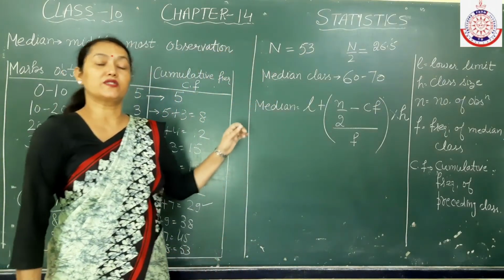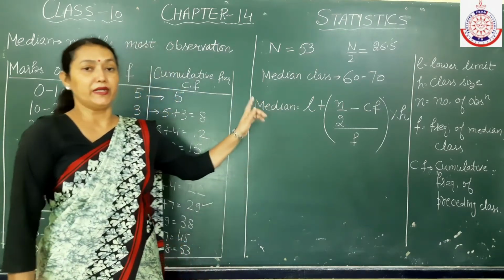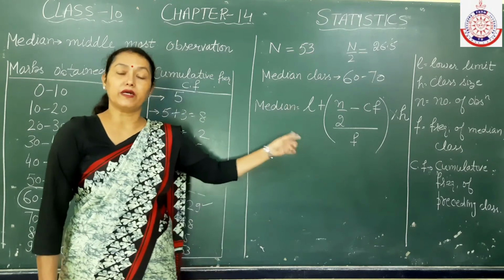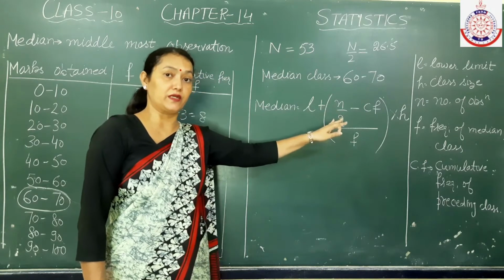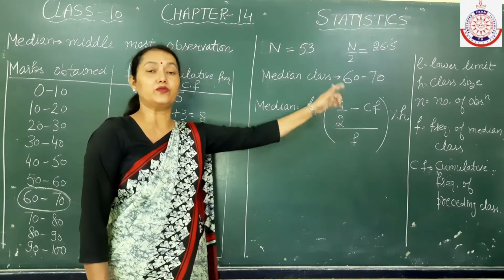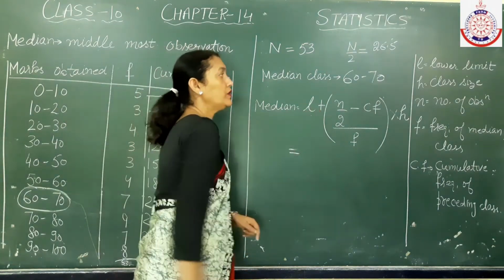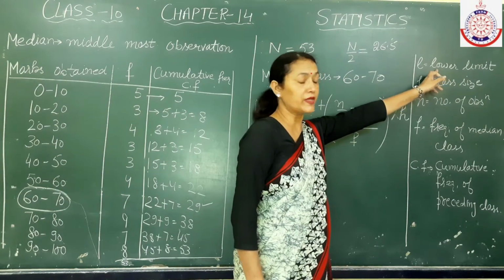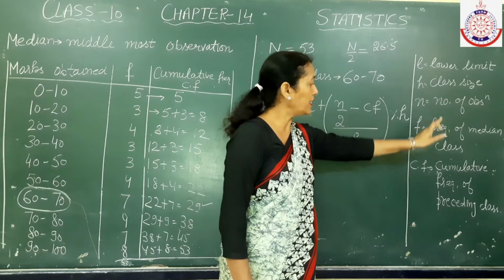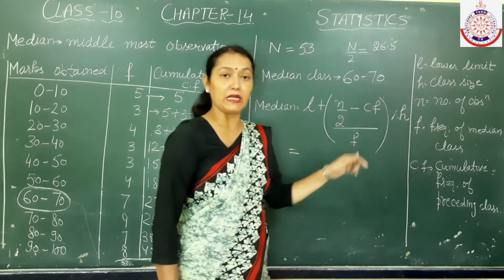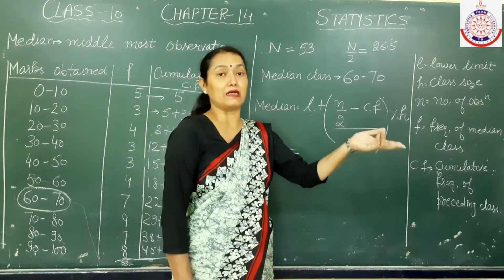As we learned formulas for mean and mode, again we have to learn one formula for median also. Median we can calculate by using the formula: L plus (N by 2 minus cumulative frequency) upon frequency, into class width. Now L, as I told you, means lower limit, h means class size, N means number of observations, then f means frequency of the median class. Cumulative frequency is the cumulative frequency of the preceding class.